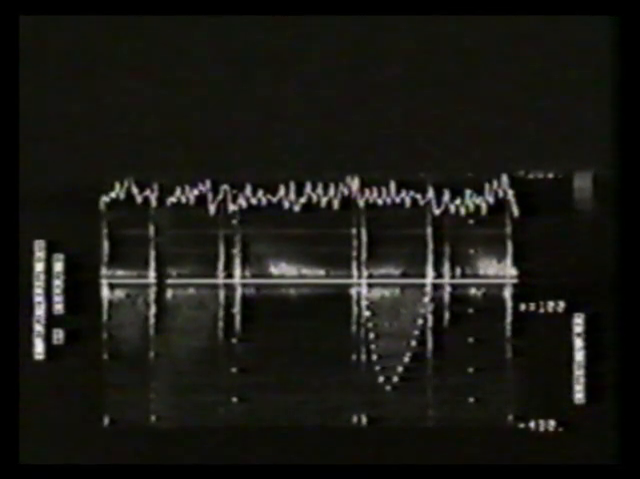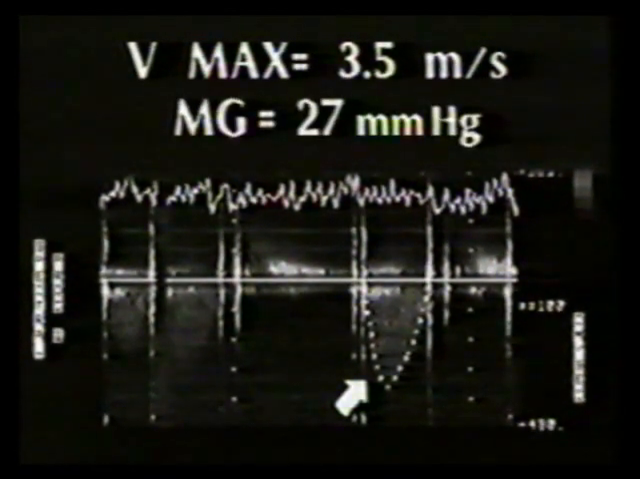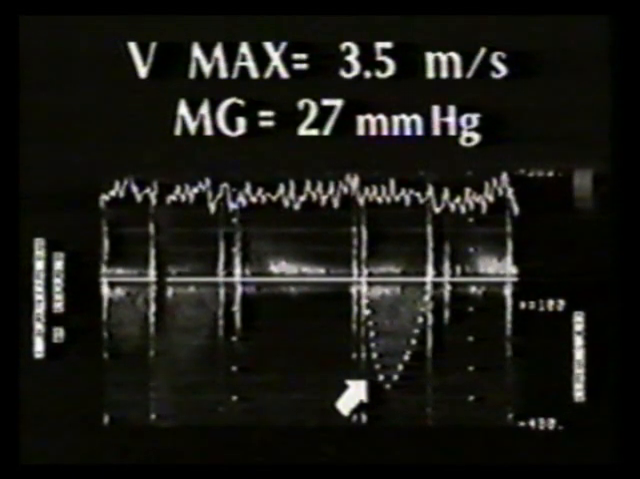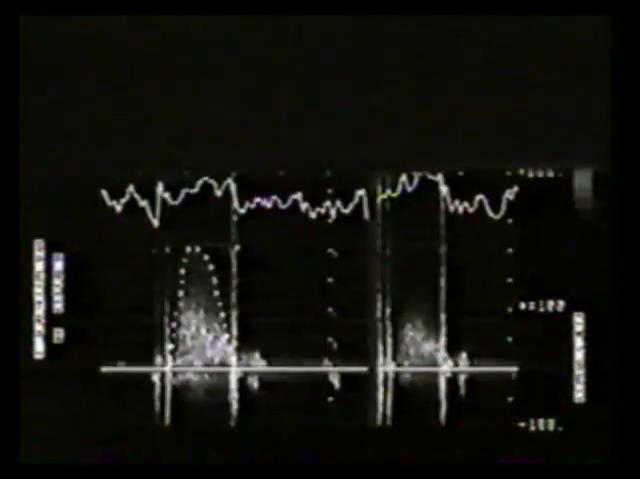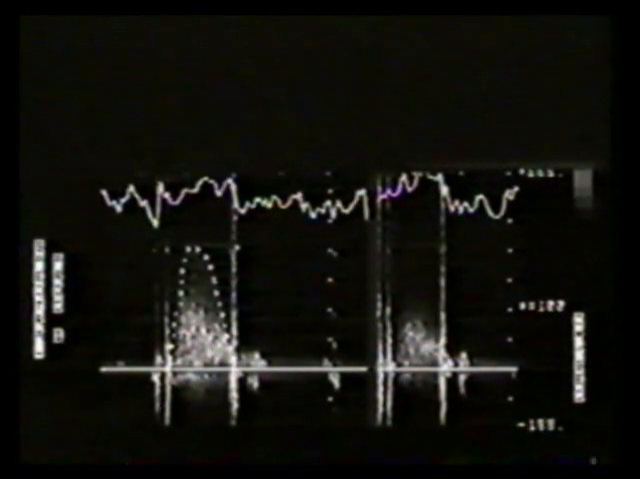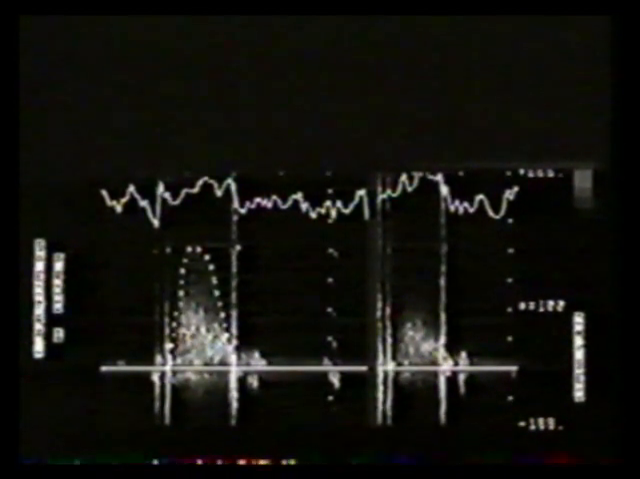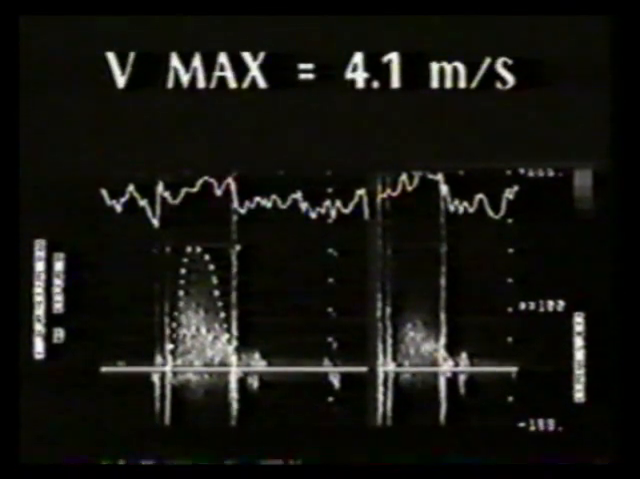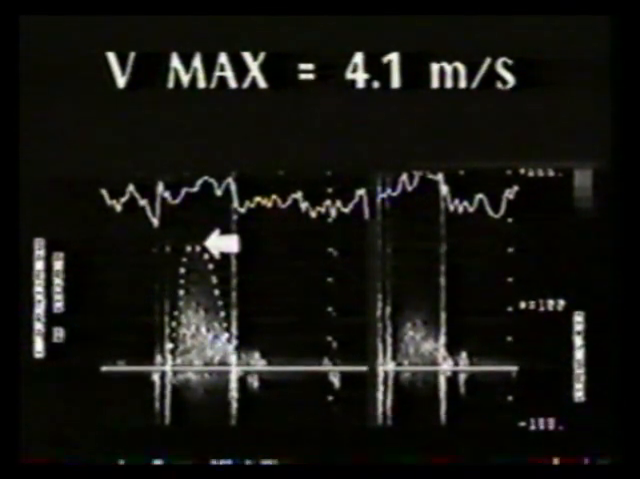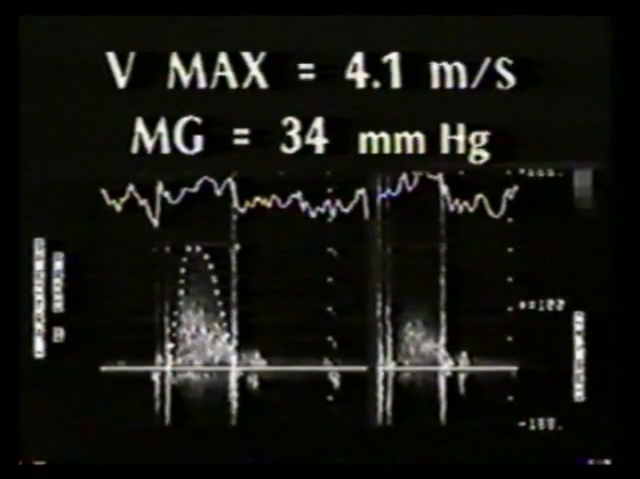Returning to the patient with the Bjork-Shiley aortic prosthesis, you will recall that with the transducer in the apical position, the maximum velocity was 3.5 meters per second, and the mean gradient was 27 millimeters of mercury. Here, the non-imaging probe has been placed at the right sternal border, with the patient in the right lateral decubitus position. In this position, the velocity spectrum was maximized. The maximum velocity is 4.1 meters per second, and the mean gradient is 34 millimeters of mercury.